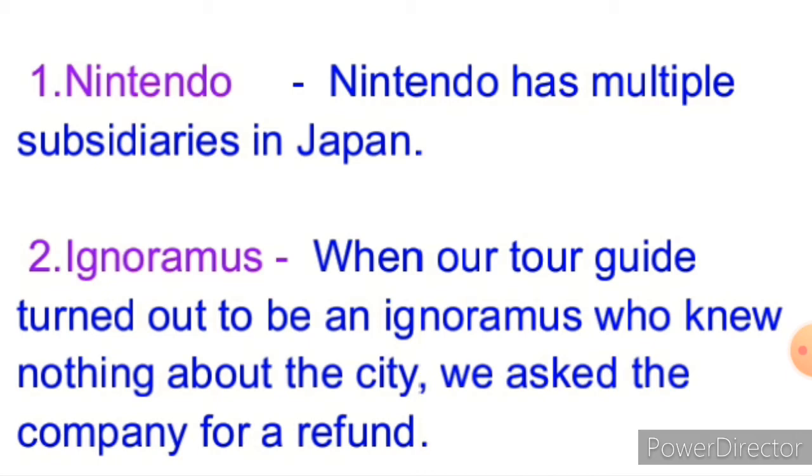So here we can say that when our tour guide turned out to be an ignoramus, an ignorant person, a person without knowing anything, who knew nothing about the city, we asked the company for a refund. Look at another sentence also for this word ignoramus, children. The reporter proved he was an ignoramus when he gave out false information during the broadcast.